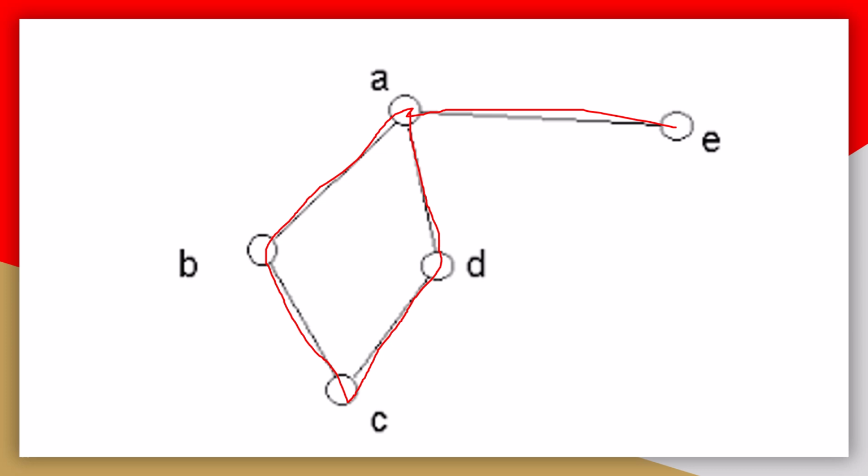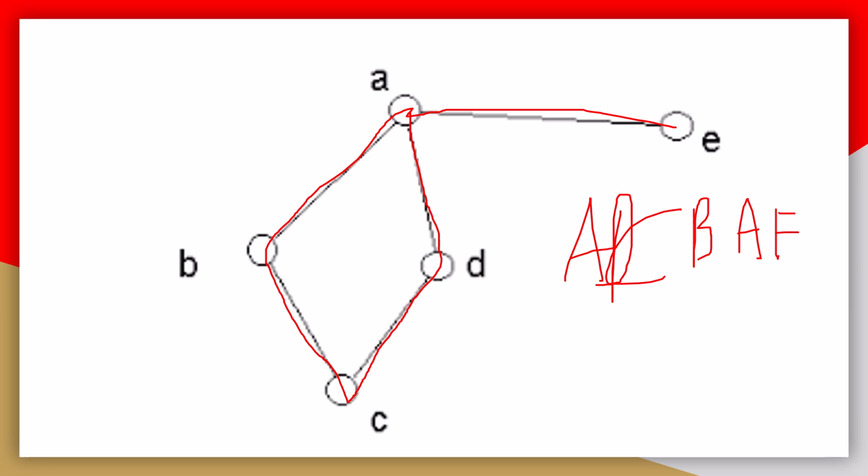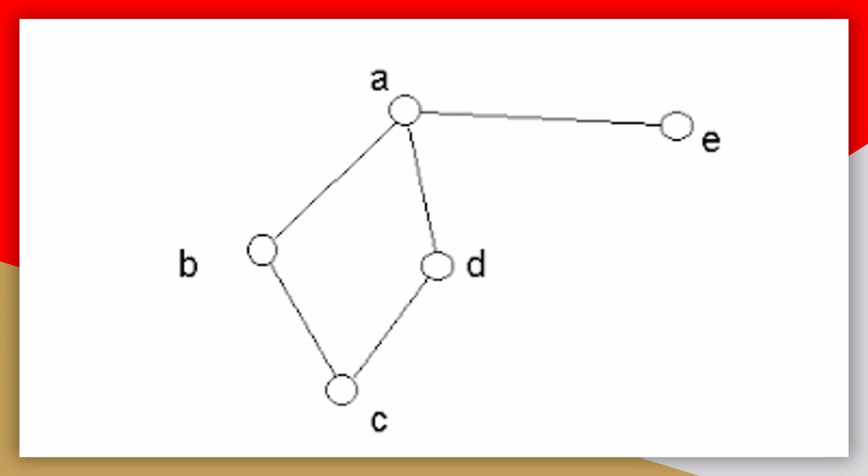So the one we just did would be written as A, D, C, B, A, E. Notice A is repeated twice, but that does not matter. We are only looking at what edges are repeated, and none are. It only visits each one once.